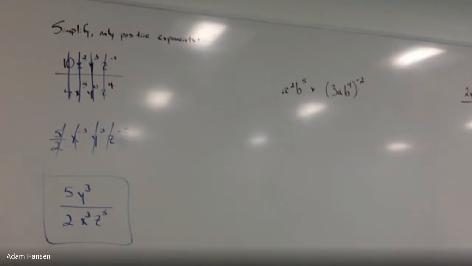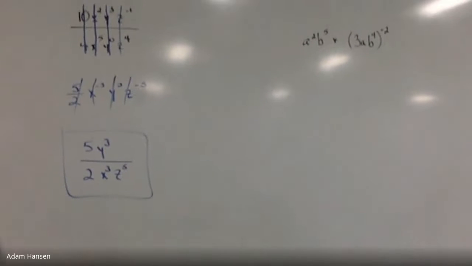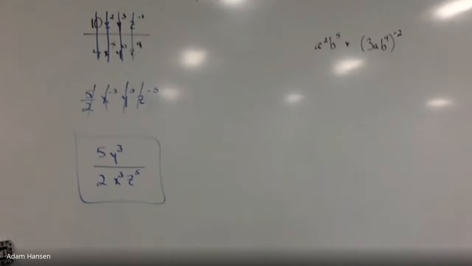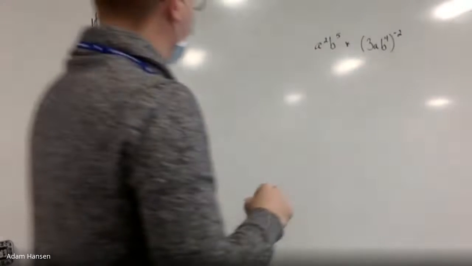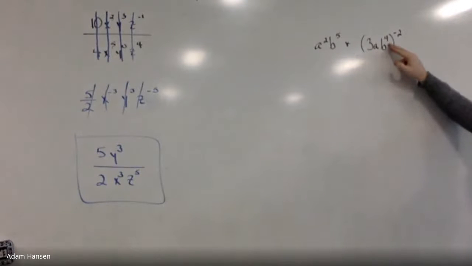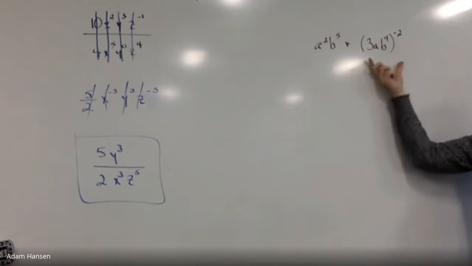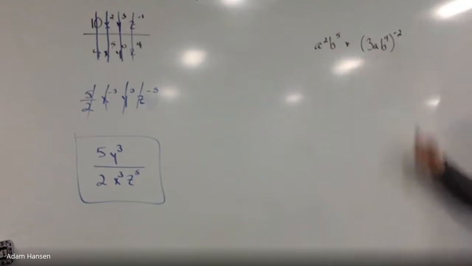All right, not too terrible. How about number 2? Number 2 is a squared b to the fifth times 3ab to the fourth raised to the negative second. Think order of operations. What's got to happen first? Parentheses. So the exponent's got to come first, right? Then we'll take that and multiply it with a squared b to the fifth.